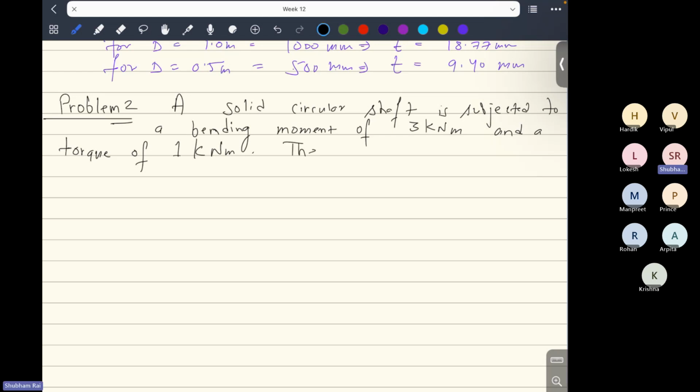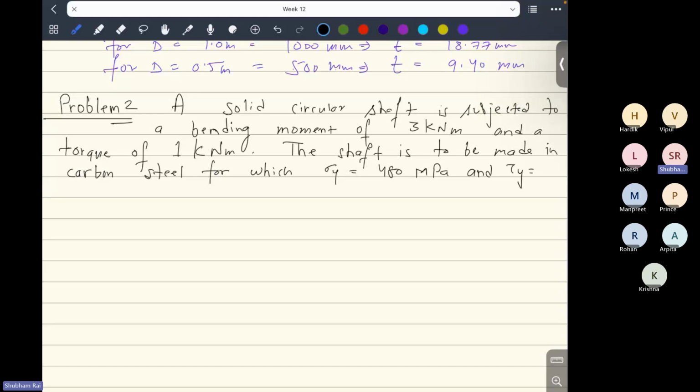in the circular shaft, and the shaft is to be made in carbon steel for which sigma y is 480 megapascal and tau y, how much will be tau y? So tau y should be half of this, right?